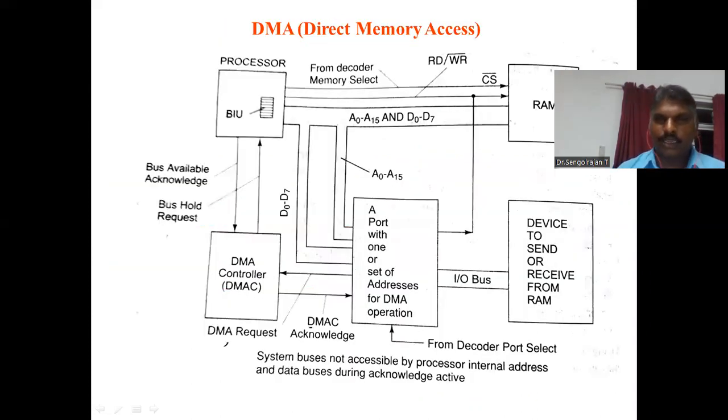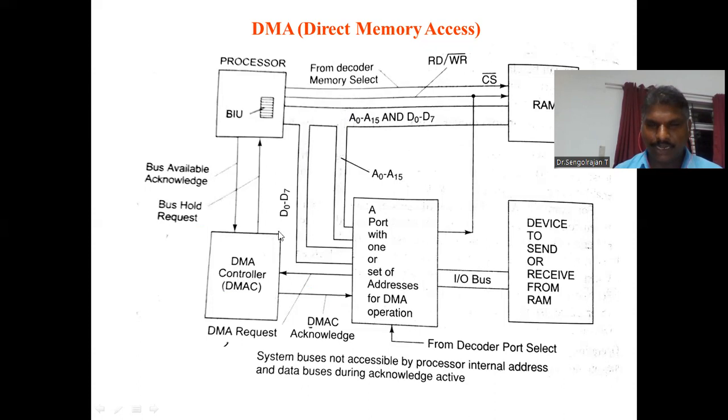This is the diagram for the direct memory access controller DMA, where on the left-hand side you will have a processor. Inside the processor you will have a BIU, that is bus interface unit. Then at the bottom you will have a DMA controller, that is DMAC. The first line is meant for bus available acknowledge, and this line is meant for bus hold request, where you will have signal lines from the processor to the RAM, random access memory.